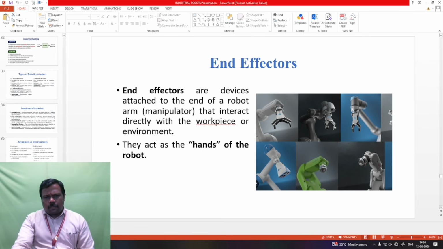The final part of the robot is the end effector. The end effector is the end part of the robot hand. So that is the end effector. End effectors are devices attached to the end of the robot arm that interact directly with the workpiece or environment.